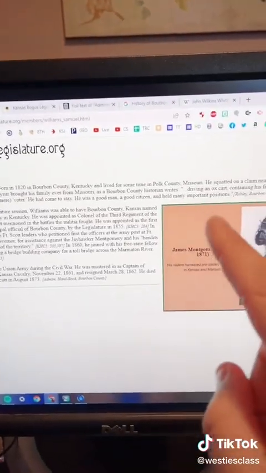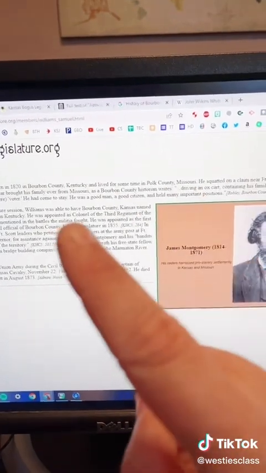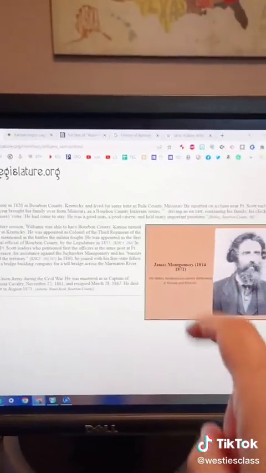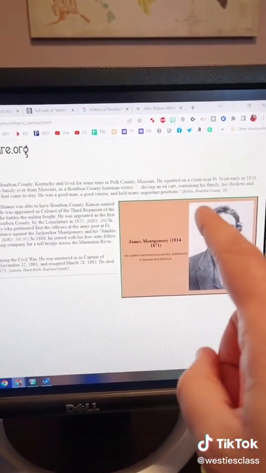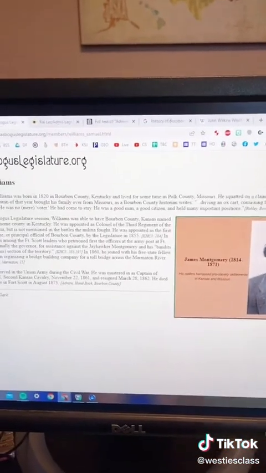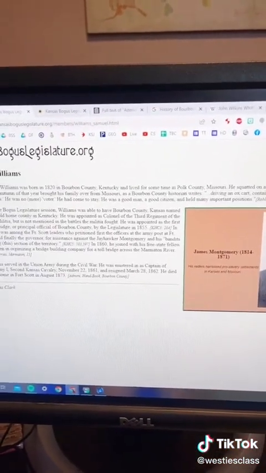So, according to this, he lives in Polk County, Missouri, born in Bourbon County, Kentucky, and he was a squatter who came to Fort Scott in early 1854 and was one of the many Missourians who came over to vote in Kansas. Now, a book by a gentleman by the name of Robley, which was written entirely about Bourbon County, says that he was not a squatter. He was a supporter of squatter rights, but he wasn't a squatter.